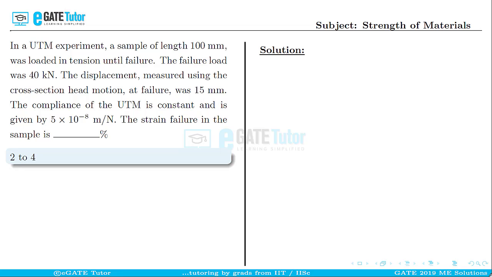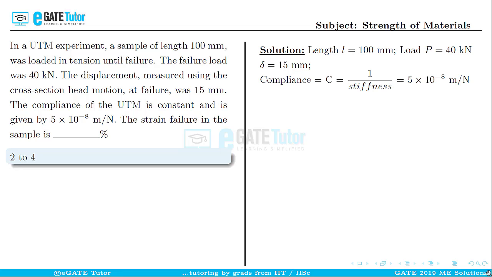We are given the sample length as L is equal to 100 mm, failure load as P is equal to 40 kN, and the displacement at the failure as delta is equal to 15 mm. Generally, it is to be noted that compliance is nothing but inverse of stiffness, and this value for this UTM is given as 5 into 10 power minus 8 meter per Newton.